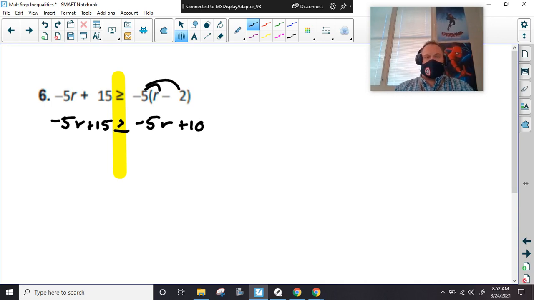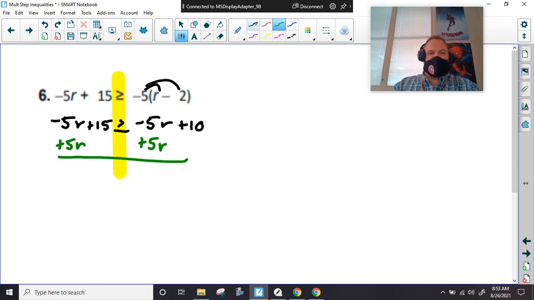So, we've done that. We're looking at it. We see that we have different teams on both sides of the inequality. I need to move my variables to the left-hand side, and I'm going to do that by adding 5r. And then I get this crazy thing right here.